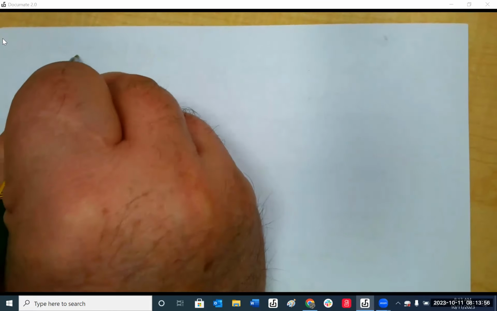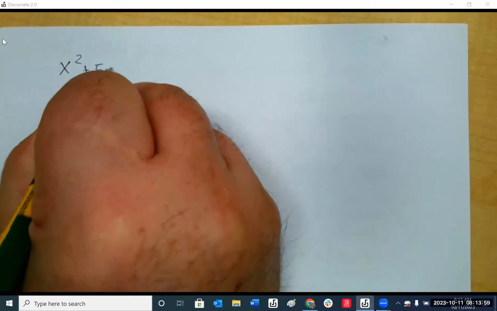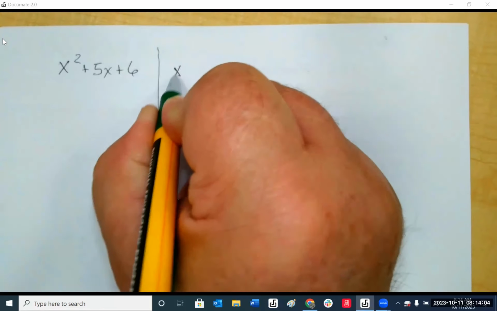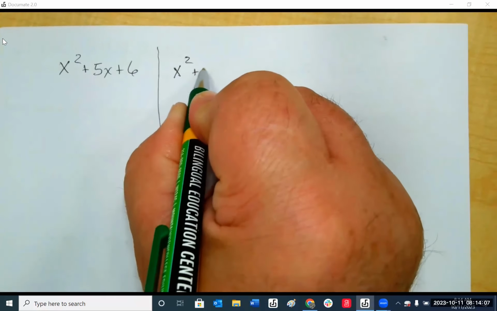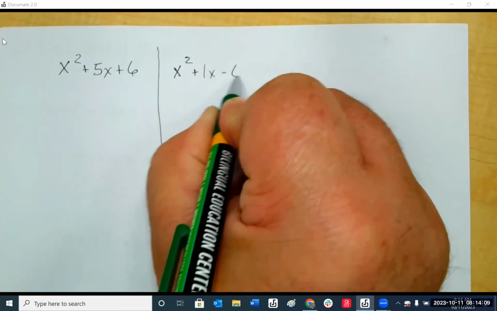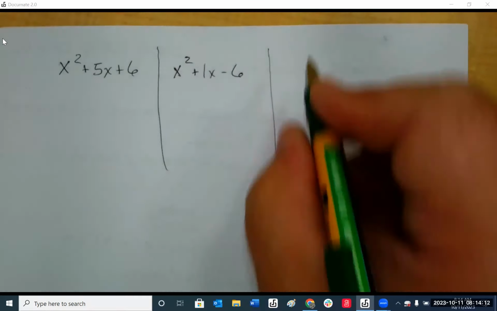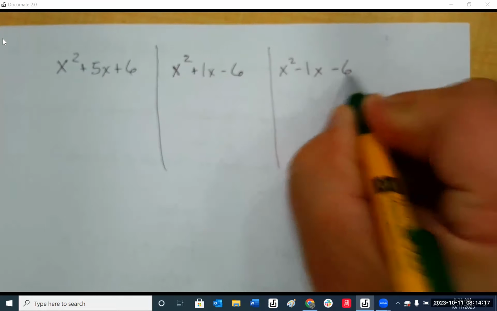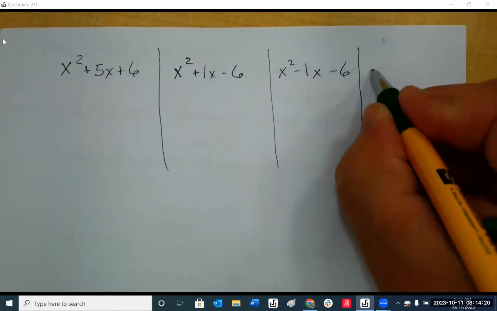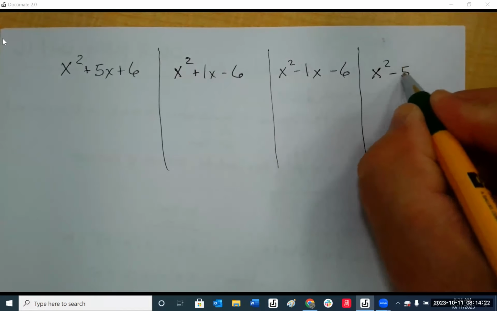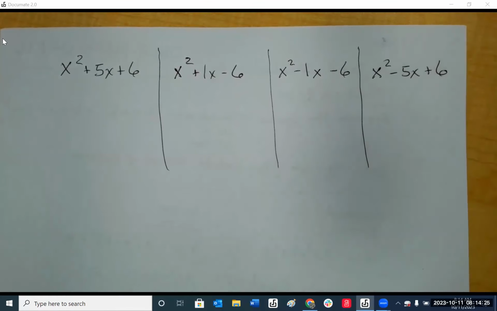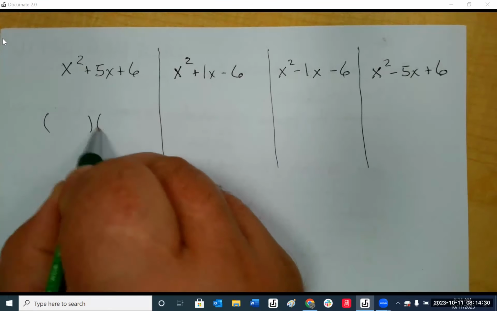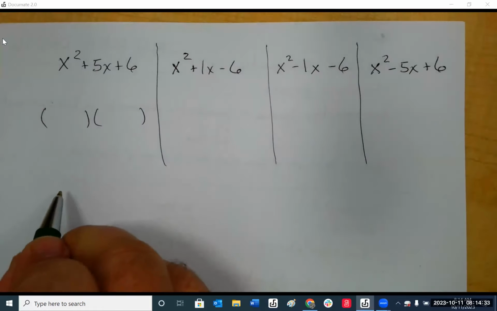In the first one, we had x squared plus 5x plus 6. Next one, we had x squared plus 1x minus 6. x squared minus 1x minus 6. And then x squared minus 5x plus 6. I'm going to give you the steps here.